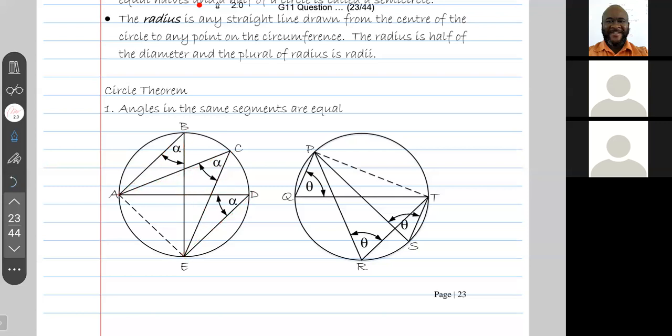Now, the second diagram is very similar. PT is the chord. The chord divides the circle into segments. You'll notice that the angles S, R, and Q, they all start at T and end at P. And the angles themselves are formed at the circumference in the same segment. These angles are equal. They are called angles in the same segment.